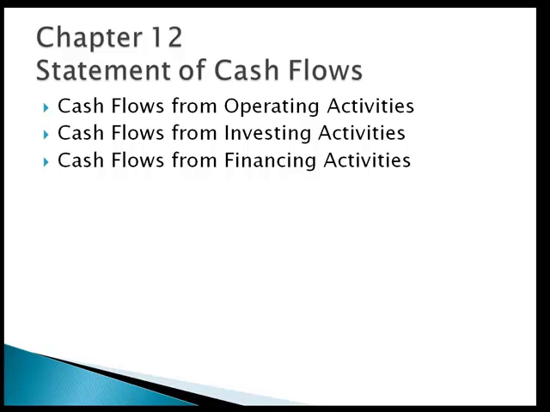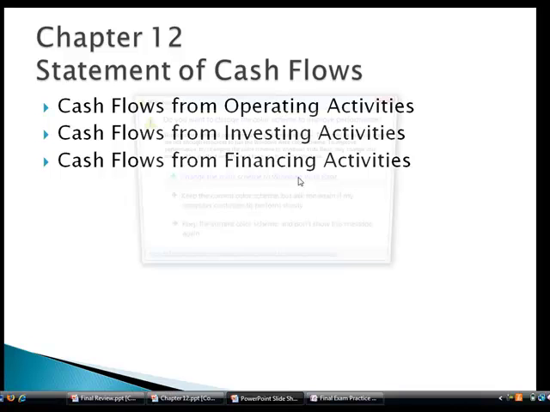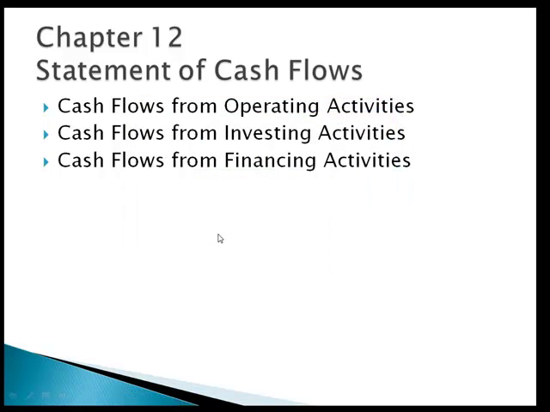What the statement of cash flows does is it looks at the cash on the balance sheet from the previous year to the cash on the balance sheet from the current year, and it looks at the change in the company's cash. Then it takes that change and explains why you have an increase or a decrease in cash based on three different types of activities. There's operating, investing, and financing. These are the three main pieces of the statement of cash flows.